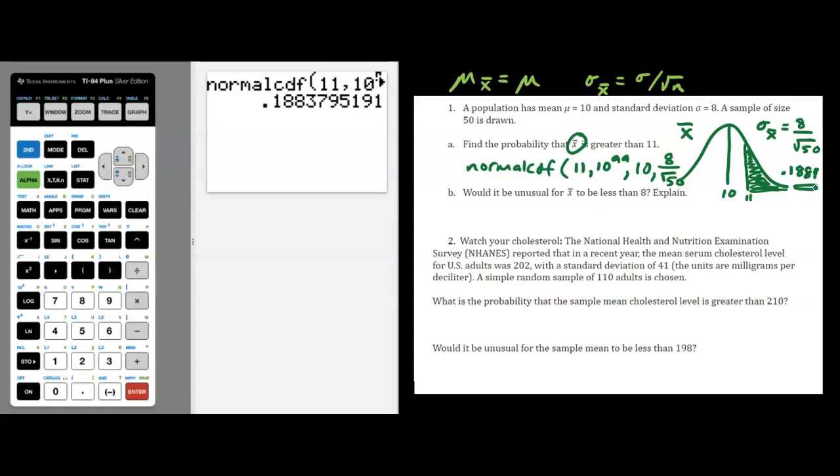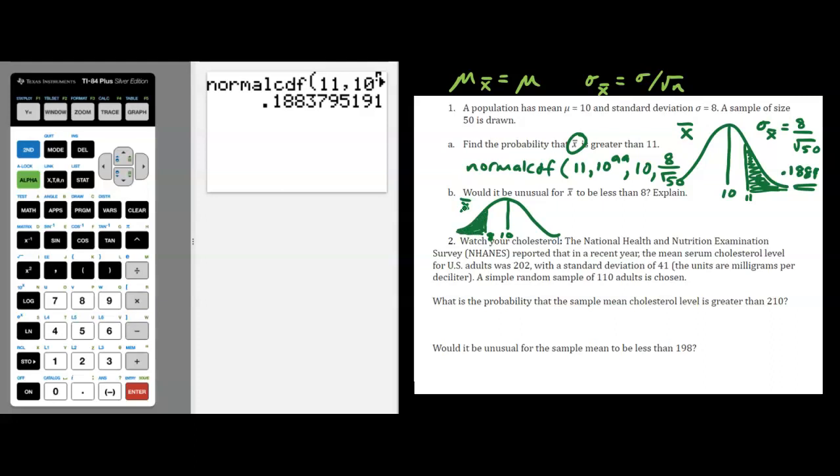Okay, next question. Would it be unusual for x bar, the sample mean, to be less than 8? Even though it's another question, I'm going to draw another picture because I'm going to be shading a different region. This time, if we're envisioning this normal distribution with a mean of 10, and always label your distributions, and we're looking for the likelihood that x bar is going to be less than 8, and 8 is going to be on this side, then I'm looking for this shaded region.